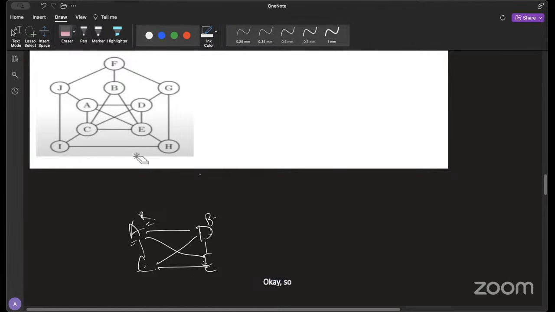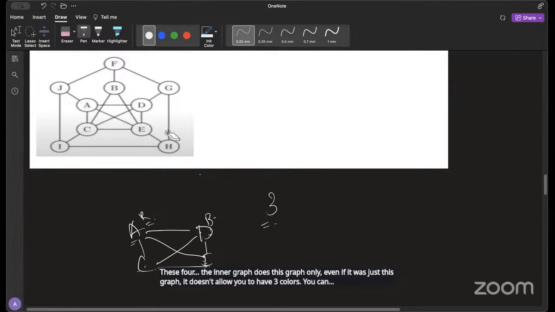Okay, so it's definitely not 3, right? 3 is not possible because of these 4, the inner graph does this graph only. Even if it was just this graph, it doesn't allow you to have 3 colors. You should have at least 4 colors.